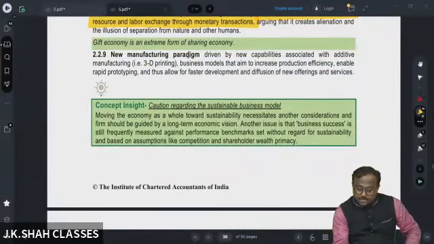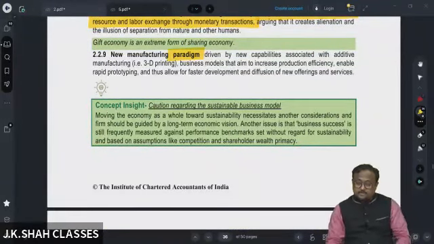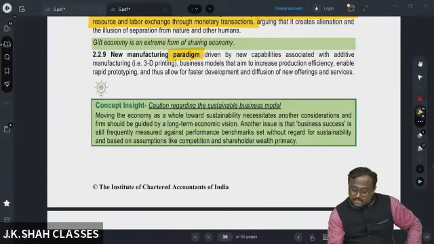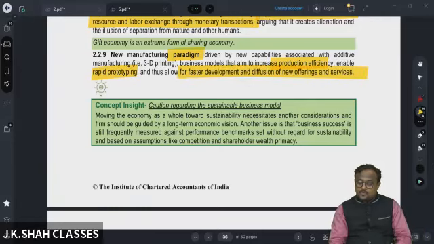The new manufacturing paradigm driven by new capabilities associated with additive manufacturing. Business models that claim to increase the production efficiency and enable rapid prototyping, thus allowing the faster development and diffusion of new offerings and services. You can add one more example to this, ChatGPT.